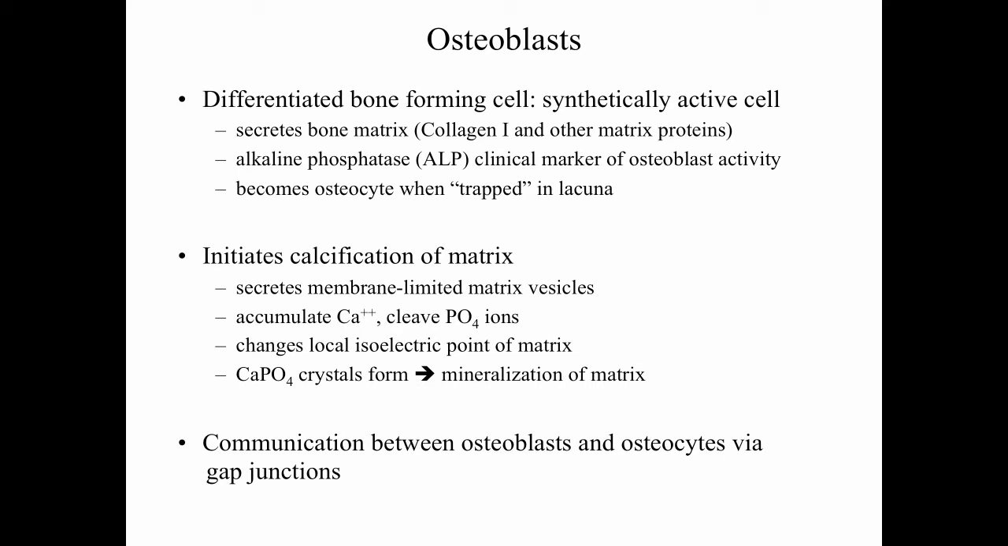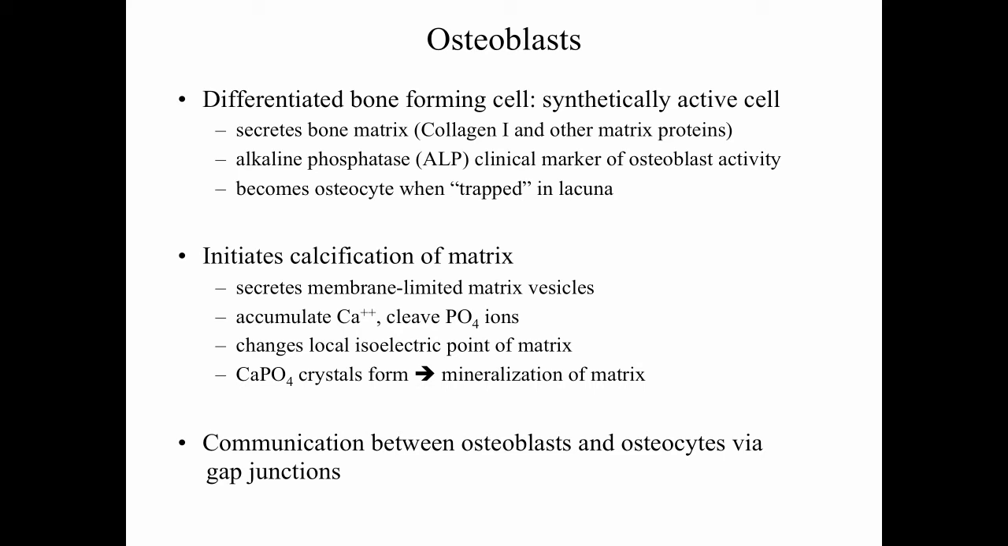This cell is synthetically very active. It secretes bone matrix, so primarily collagen 1 and other types of matrix proteins. It will also secrete an enzyme, alkaline phosphatase. Alkaline phosphatase is a useful clinical marker to look at osteoblast activity. The osteoblast, as it's secreting the matrix, is going to trap itself within lacunae. When the cells are trapped in lacunae, we consider them as osteocytes.